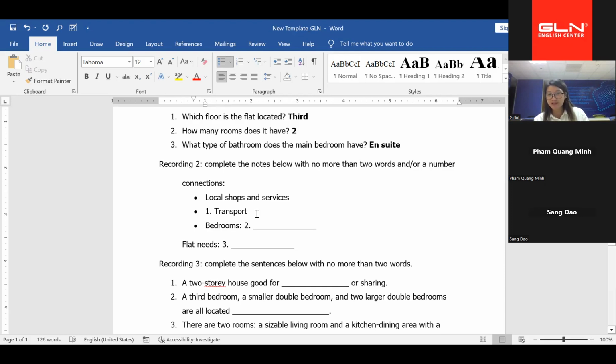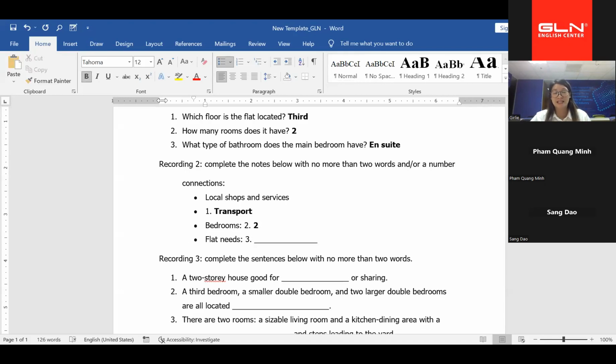It's a question mark. Oh, the other one is not a question mark. Yes, it's the same with number 1. It has 2 as well. Okay, there are 2 bedrooms as well. And what does the flat need? Question number 3. Who can answer? Oh, yes. Okay, thank you, Kwang Ming. Yes, it needs modernization.